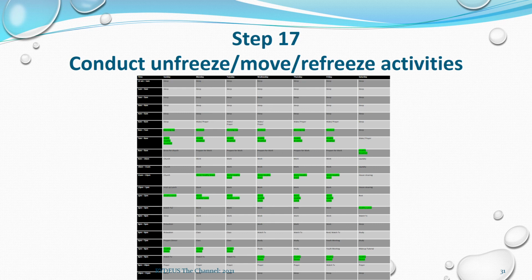And of course, remember, if we decide to make excuses, the excuses of I have no time or this is very important, remember, those things that matter most must never be held at the mercy of those things that matter least. There are certain things that we could discontinue. We have to prioritize if we want to improve our lives. So the conduct unfreeze, move, refreeze activity that we are required to do is extremely important.